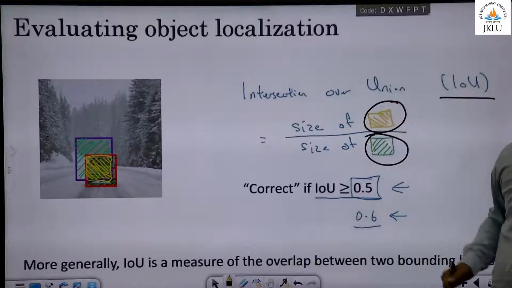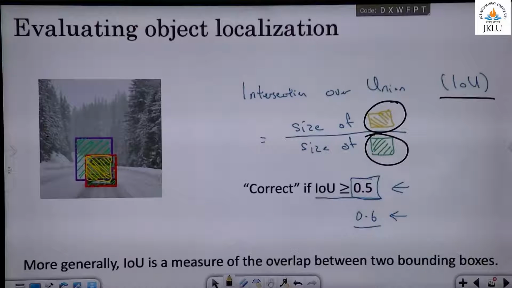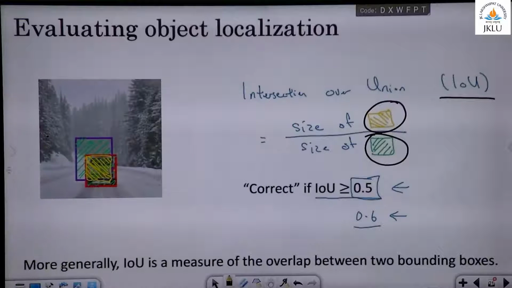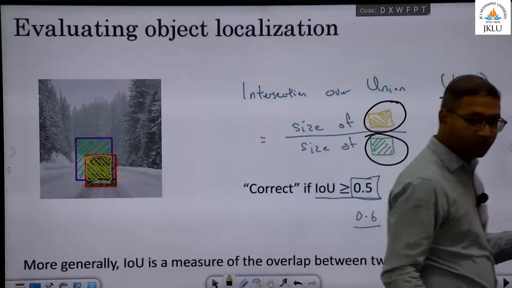Now, in which case will this be 0? When these two bounding boxes are not intersecting at all. And in which case will it be 1? When they are basically the same. Okay. So more generally, IOU is a measure of the overlap between two bounding boxes.